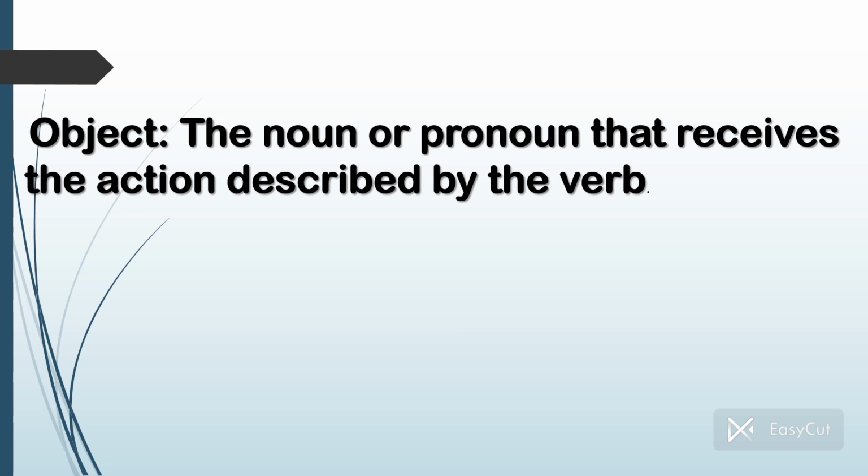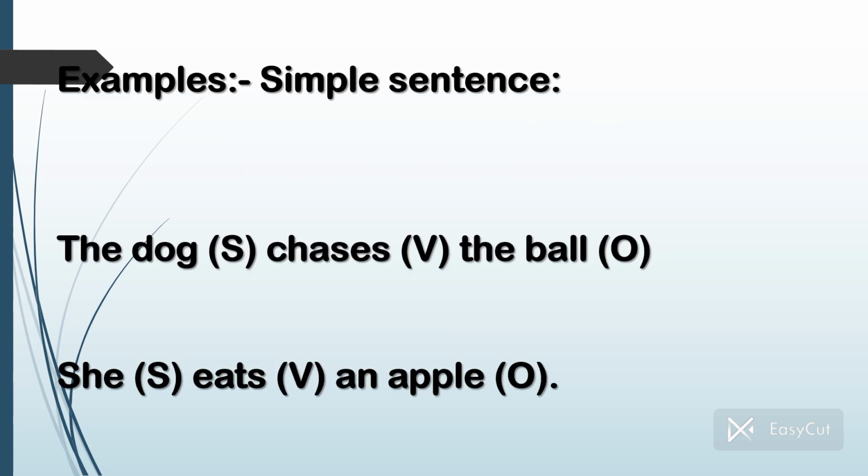Let's find out some more examples. Alright, so again the structure of simple sentences over here. Here we have subject, verb, and object. Let's discuss the first example. The dog chases the ball. In the first example, the dog is subject, chases is verb, and the ball is object.